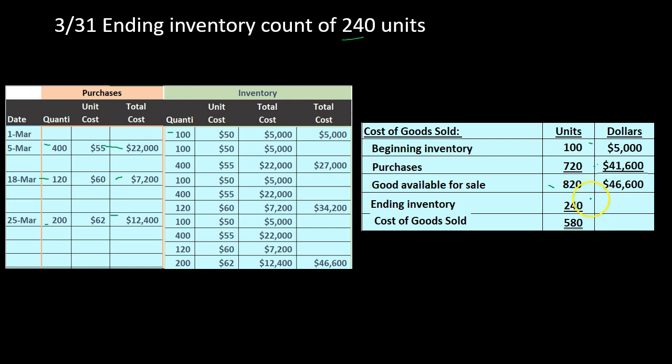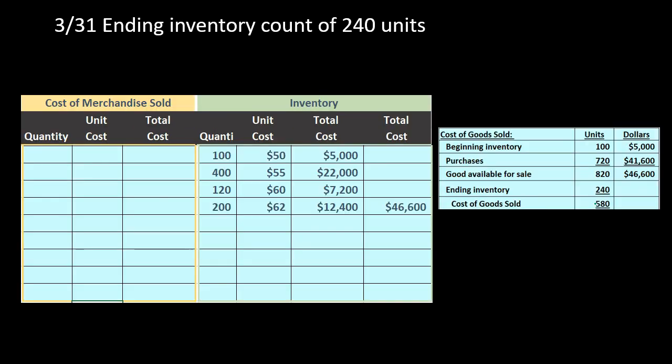So this is where we have to stop until we go back to the worksheet and say, okay, which units did we sell and how much did they cost? And so we're going to do that here. Remember, we had 100 units at $50, 400 units at $55, 120 units at $60, and 200 units at $62. Under a first in, first out method, we assume we sold these units first. Now, note what we have here. This is our worksheet. We've got the ending inventory and the cost of goods sold column.